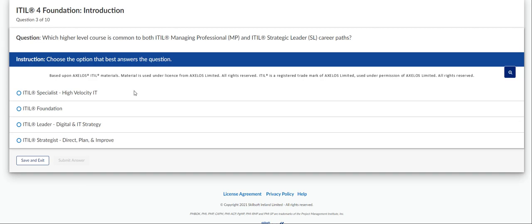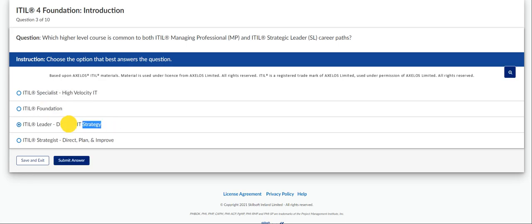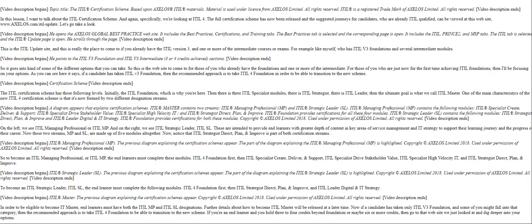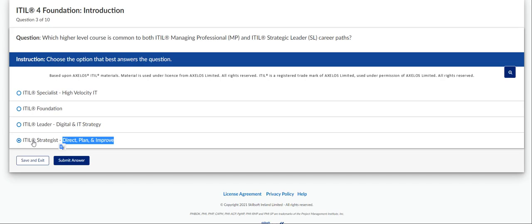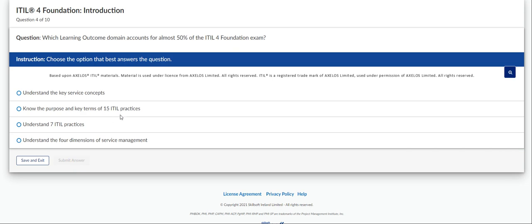Which higher level course is common to both ITIL Managing Professional and ITIL Strategic Leader career paths? I think it's, was it Velocity? Let's see how it goes. Nope, not this one. I think, yeah, let me see. Yeah, it's this one. Let's see. Okay, which learning outcome domain accounts for 50% of the ITIL Foundation exam?